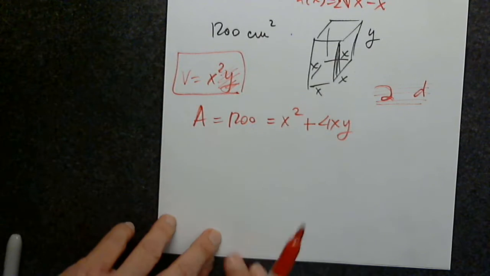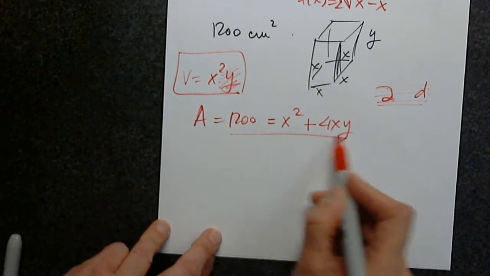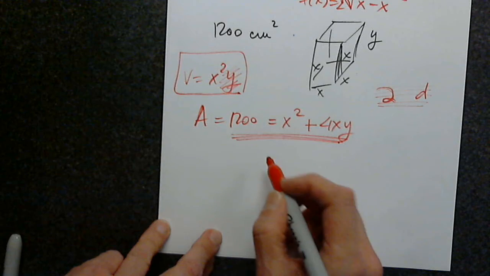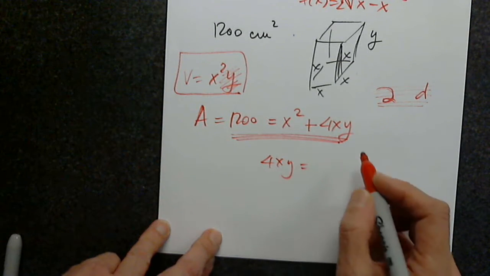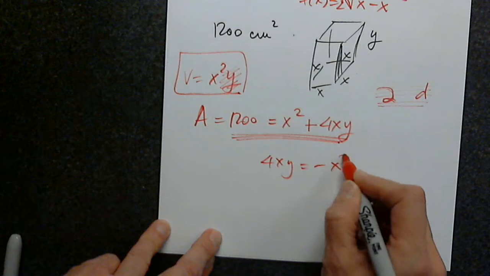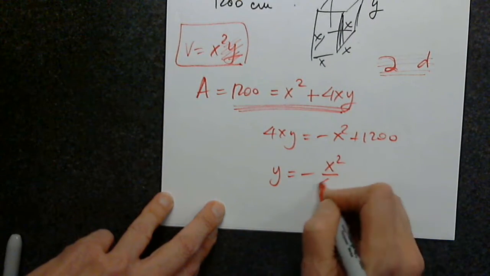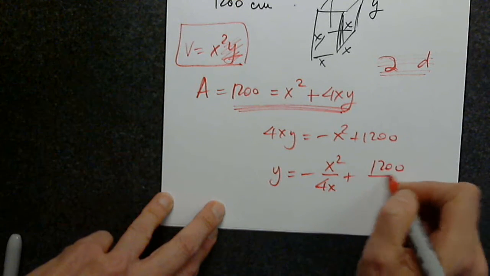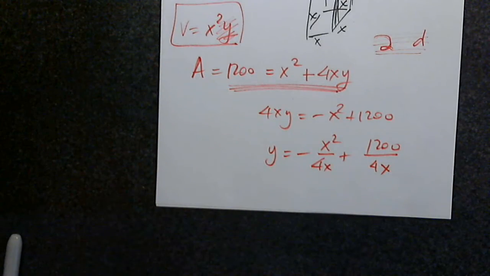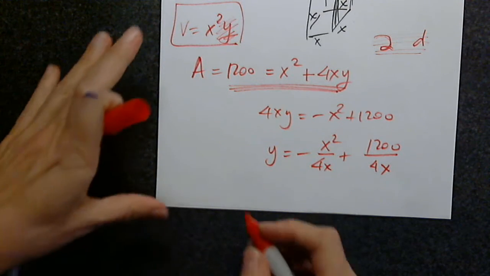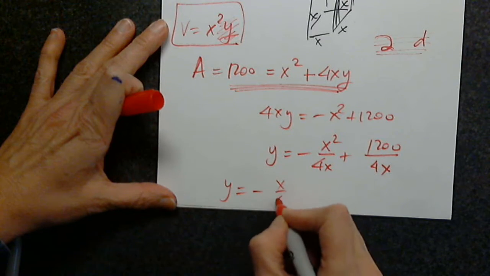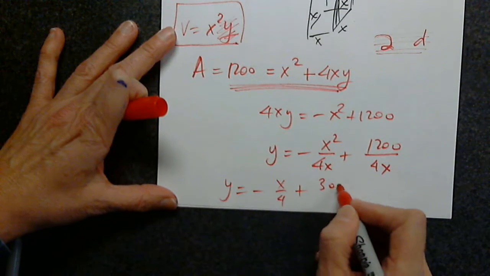So I would like to eliminate y. So I will solve this equation for y. So 4xy equals negative x squared plus 1200. So y equals negative x squared over 4x plus 1200 over 4x. You can say, why didn't you just write a long fraction line over 4x? Because I like to simplify each fraction. So the first one simplifies into negative x over 4, and the other one into 300 over x.